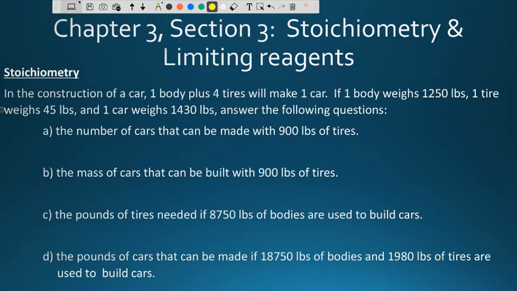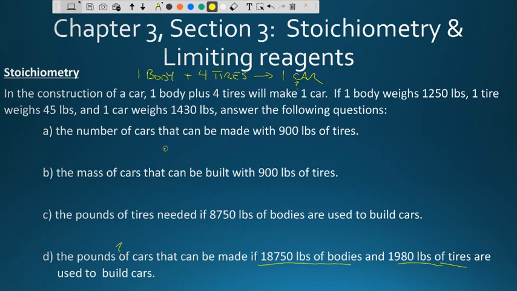All right, so finally we've got two things, and this introduces a new concept. So let me put the equation back on the board. We had one body, and we had 4 tires. That's going to make one car, isn't it? Well, here in this problem, this is a little bit more complex because I still want to know how many pounds of cars. I still need to know this. But now I'm given this many bodies and I'm given this many pounds of tires. So I have to do the problem twice.